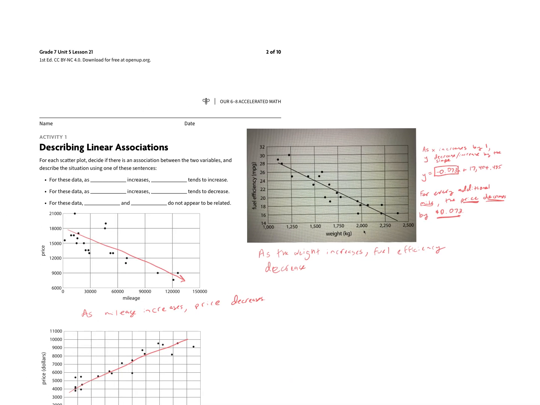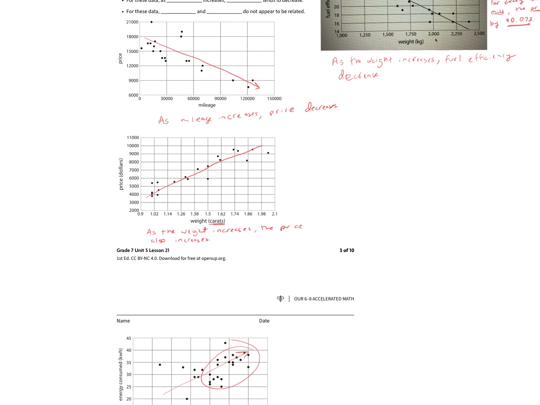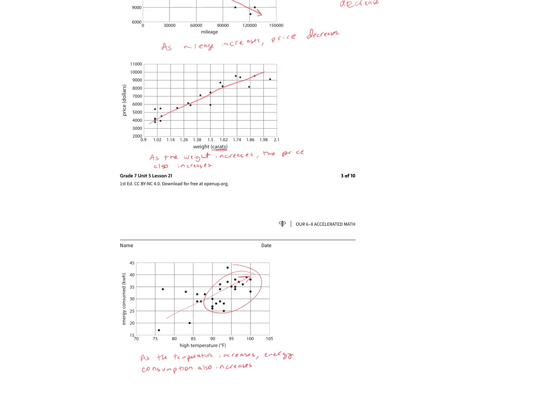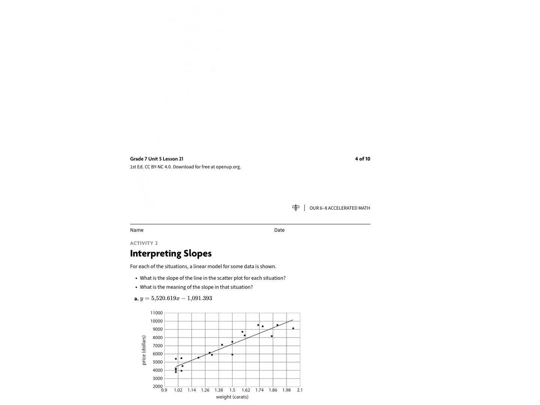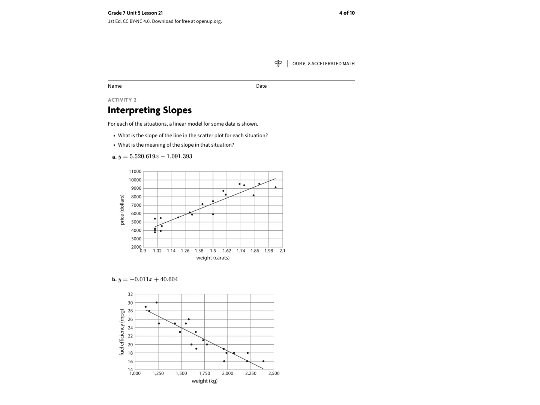So you are going to do the same thing. You're now given the equations for the 3 scatter plots, and now describe using the slope. Go ahead and describe what it means for the situation.